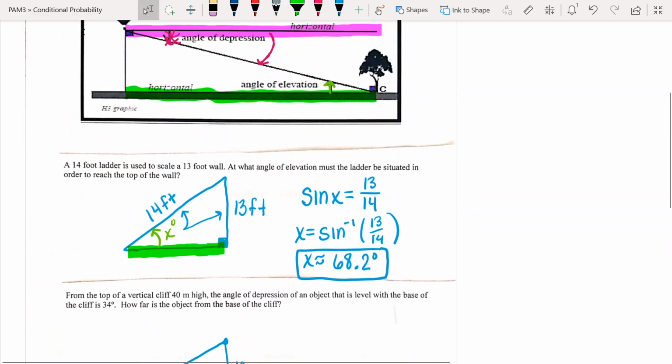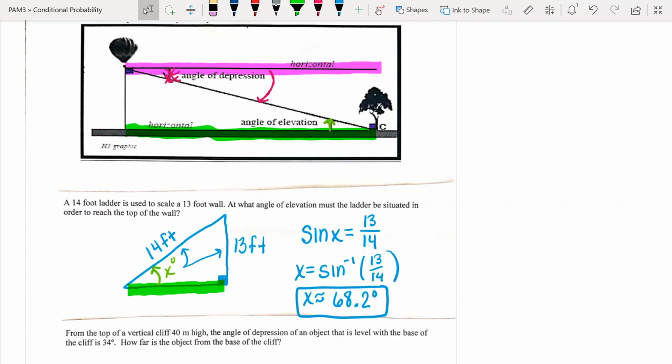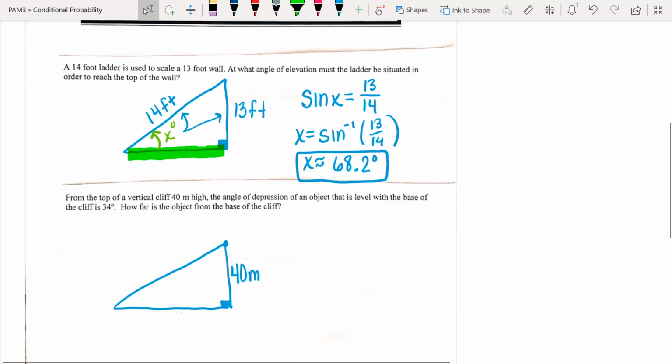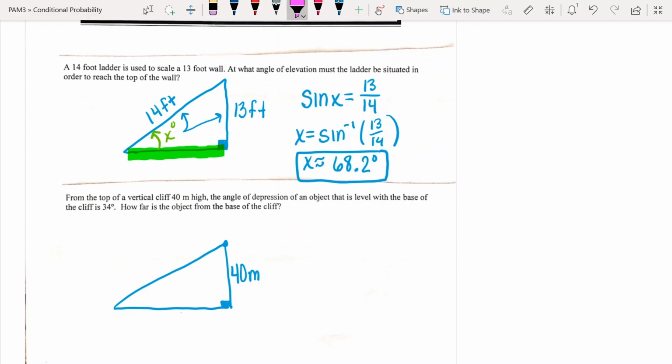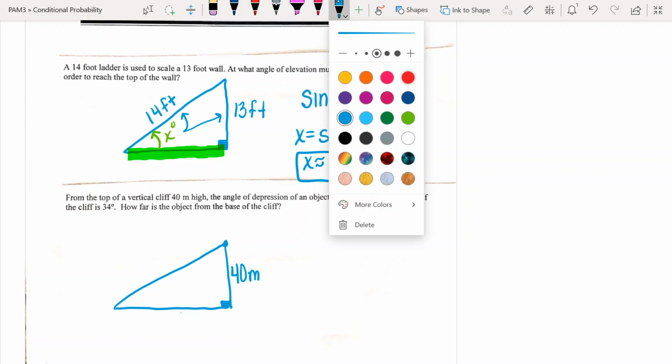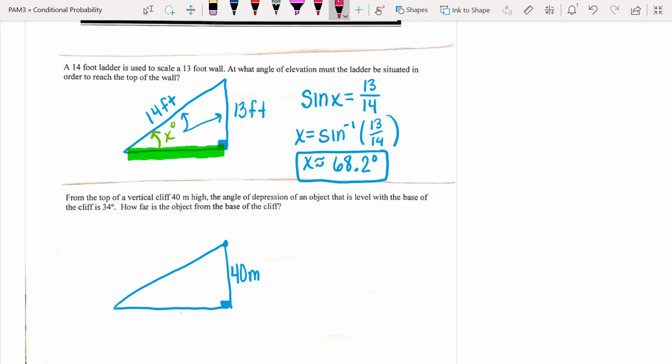Let's look back up here at this picture again. Angle of depression is based on a horizontal line, and it's an angle that goes down. Okay, so the only horizontal line that I have right now is the base. All right, but that's not where my angle of depression is. I'm going to have to draw in a horizontal line to work with, because the angle of depression is from a horizontal line and it goes down. Okay, so we're going to have to draw in our horizontal line.